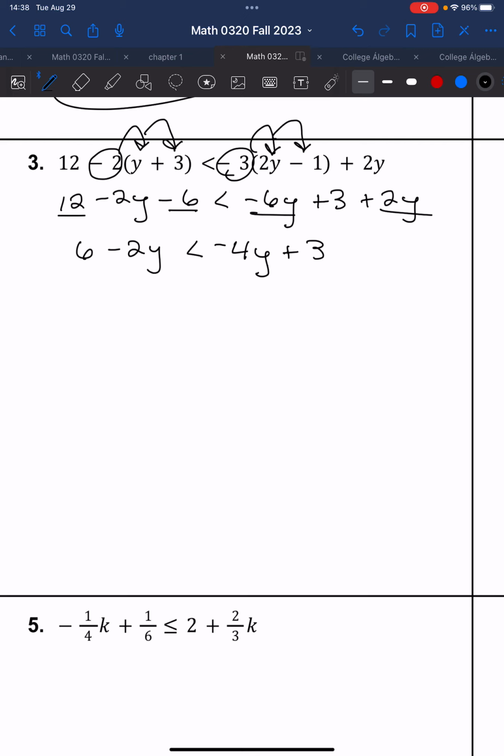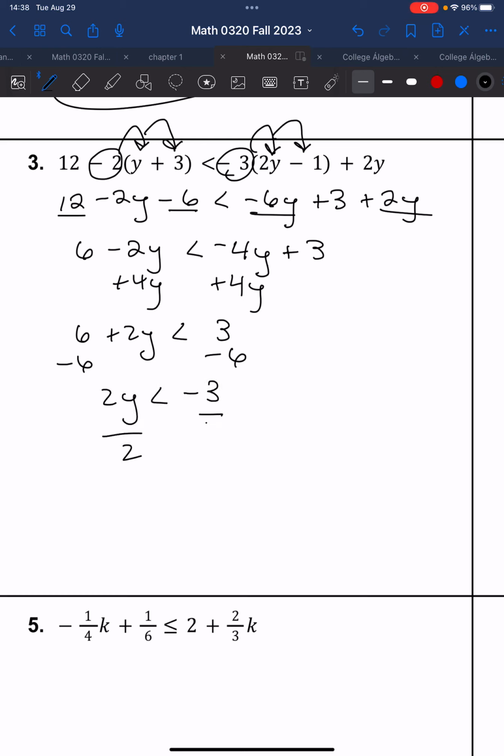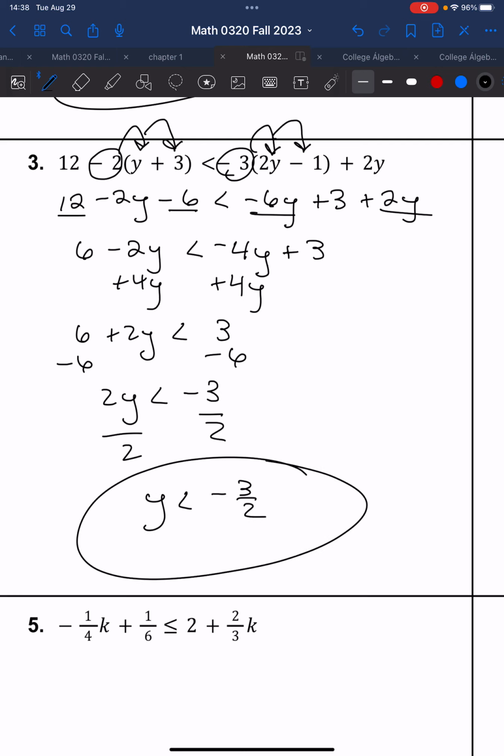Now that both of my sides are simplified, I can start bringing over my y's to the left side. So plus 4y. So I get 6 plus 2y is less than 3. Subtract the 6 to the other side, and I get 2y is less than negative 3. Divide both sides by 2, and I get y is less than negative 3 halves. Notice that since I was dividing by a positive number, my inequality symbol stayed the same.